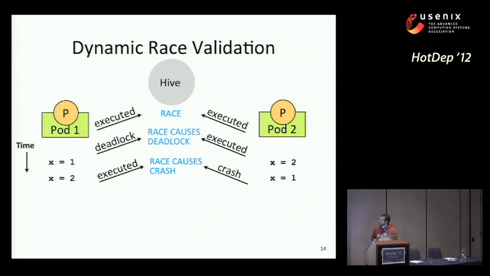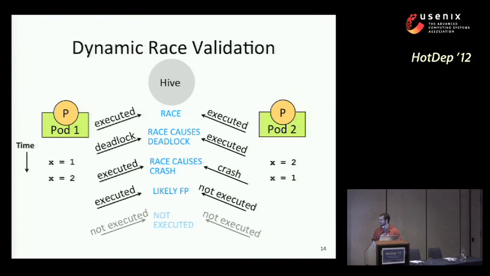So if only one of the orders is executed and the other one is not observed, the Hive will think that this race report is a potential false positive. It might also be the case that these accesses are not executed at all.